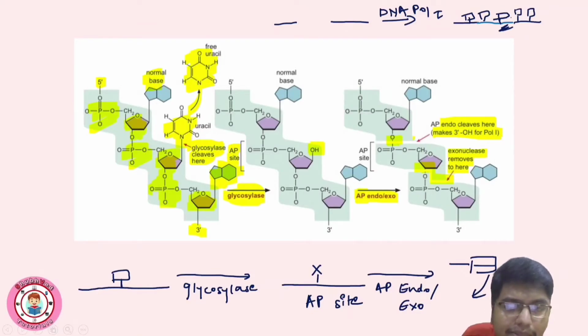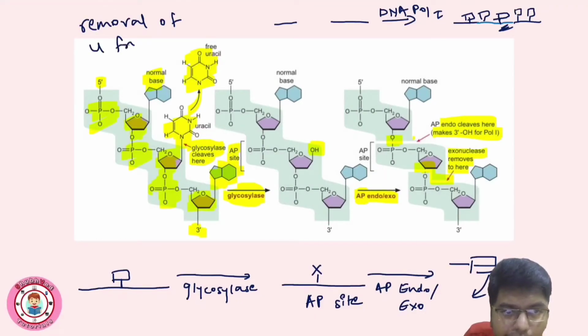Right, this will be the repair pathway. Okay, got it. So here we saw the example of uracil, the removal of uracil from DNA.